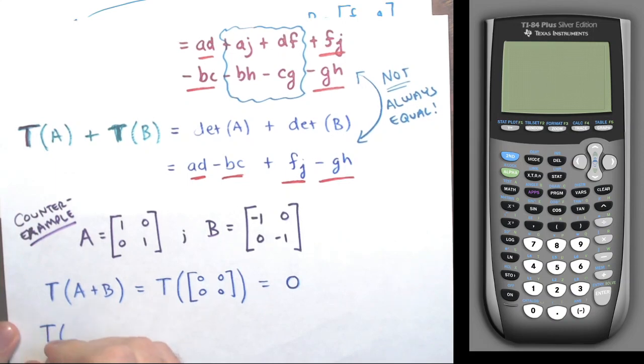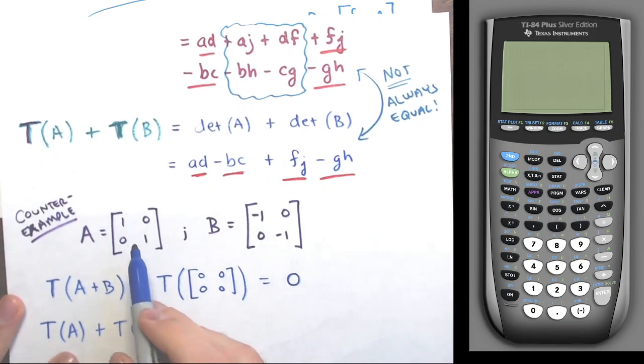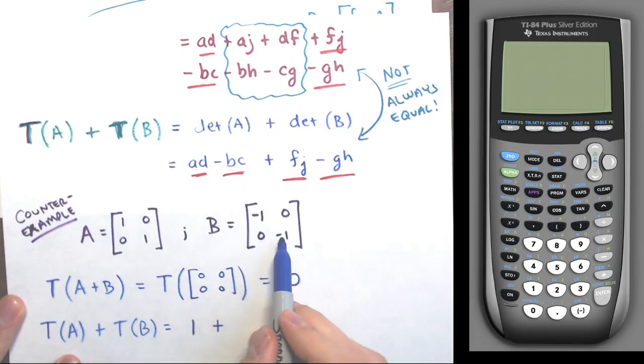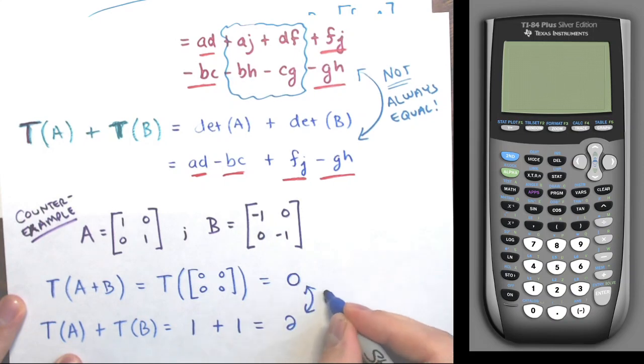But what's the value at each one individually? All right, what's T of A plus T of B? Well, the determinant of both of these is 1. Can you see that? Right, I have 1 times 1 minus 0 times 0. So T of A is 1. And then T of B, same thing. Negative 1 times negative 1 is positive 1. Minus 0 is 1 again. I'm getting 2. All right, these are not equal.